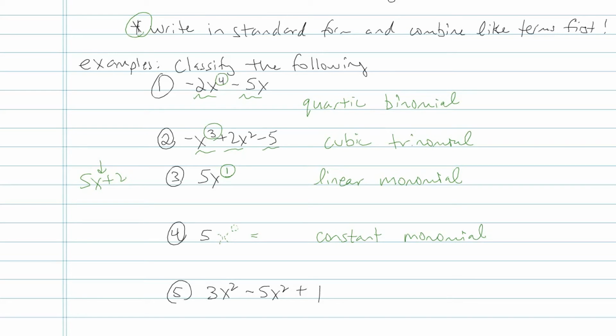Okay, last one. So a lot of students would call this a trinomial. That would be a mistake, though, because look, I can combine like terms. This is, in fact, negative 2x squared plus 1. So it should be a, let's see, degree 2, so quadratic, and then 2 terms, binomial.